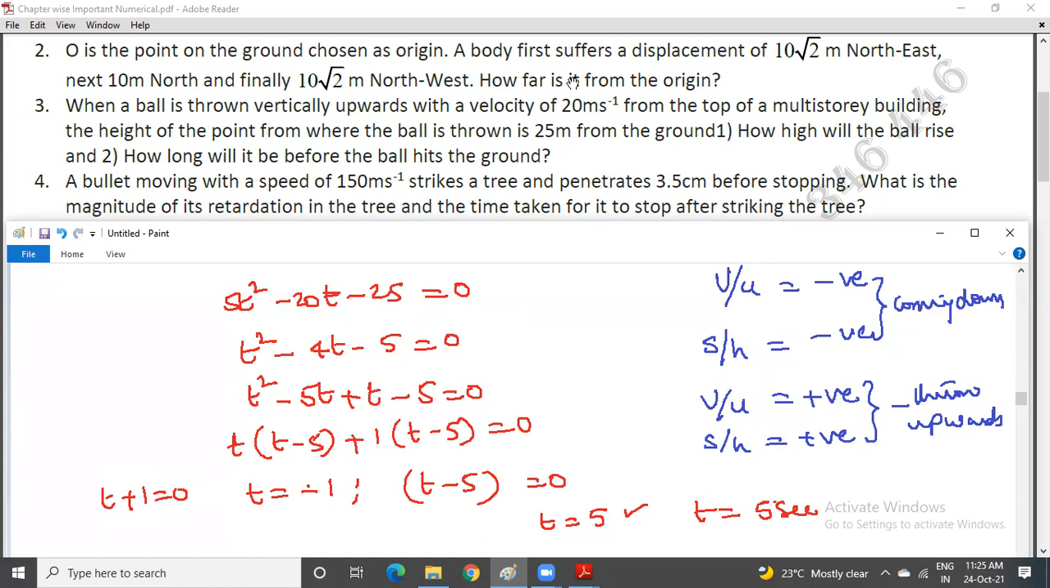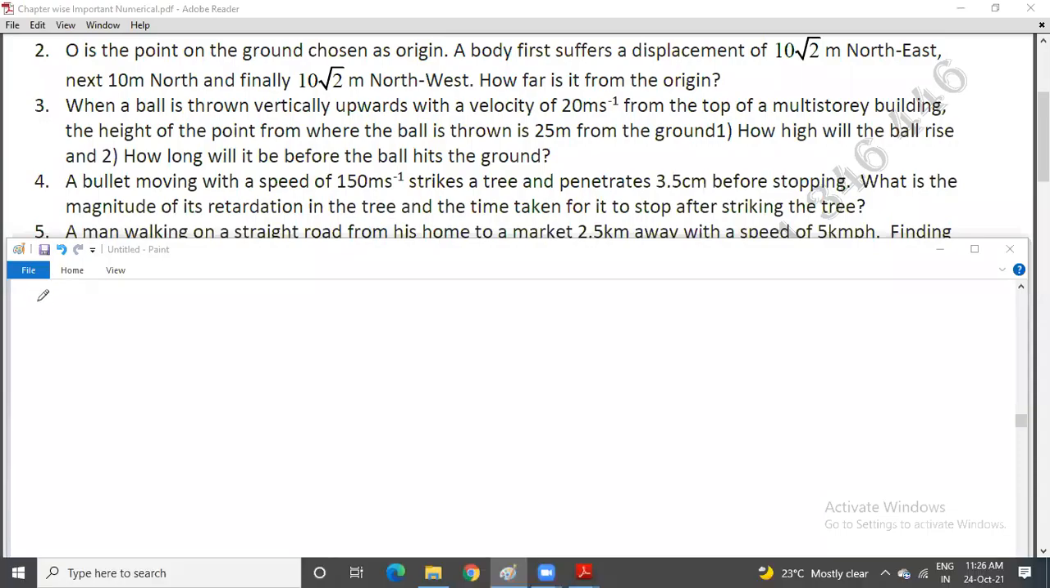Now, let us proceed with the next question. That is question number 4. A bullet moving with the speed of 150 meters per second strikes a tree and penetrates 3.5 centimeters before stopping. What is the magnitude of its retardation in the tree? And we need to also find out the time taken for it to stop after striking the tree.